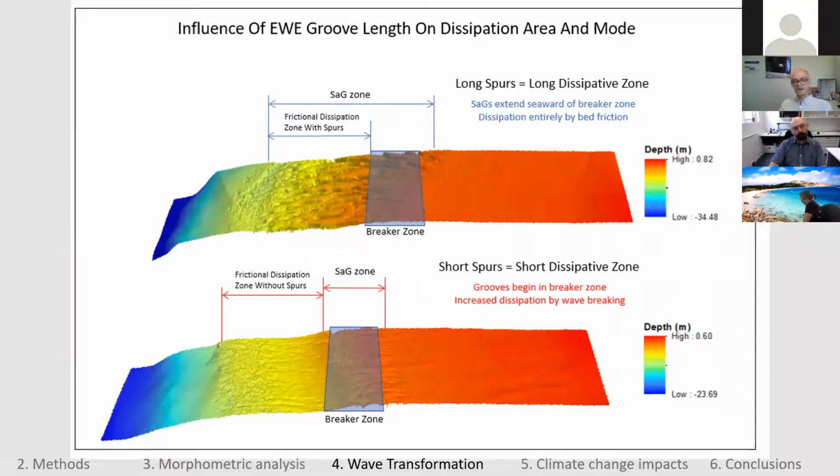We also found in comparing different sites around the reef that longer spurs and grooves produce a longer dissipative zone as the dissipation due to bed friction occurs across the length of the spur. Where the spurs are shorter, we see a shorter dissipative zone with a greater contribution of wave energy dissipation from wave breaking.